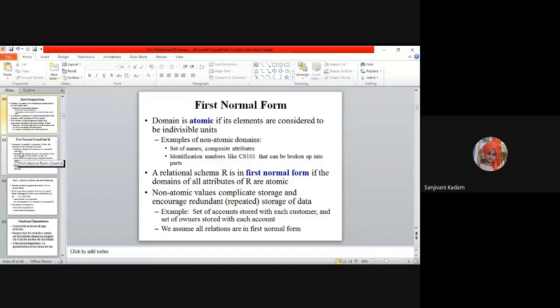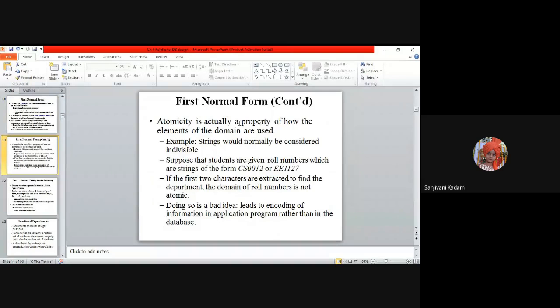So okay, let us see a few of the details. Atomicity is actually a property of how the elements of the domain are used. For example, strings would normally be considered indivisible, that is, if we enclose these in single or double inverted commas, these become a string and we cannot divide further. Suppose that students are given roll numbers which are strings of the form CS0012, EE112327. These can also be considered as non-divisible. If the first two characters are extracted to find the department, the domain of roll number is not atomic. If we explicitly know that CS gets extracted automatically, then we can say that this is non-atomic.